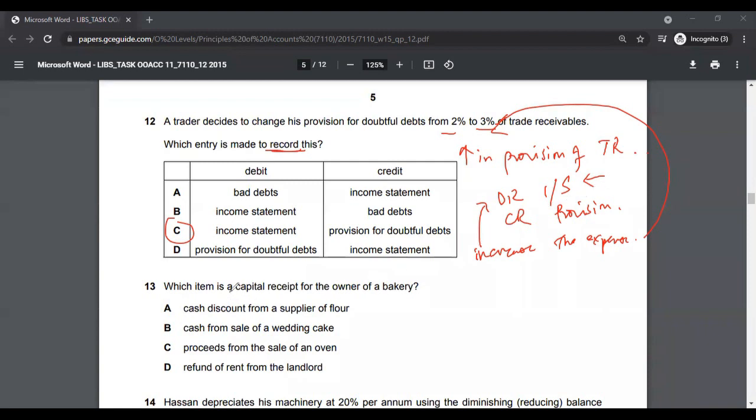Multiple choice 13, which item is a capital receipt for the owner of a bakery? Cash discount from a supplier is a revenue receipt. Cash from sale of a wedding cake is a revenue receipt. Proceeds from the sale of an oven is a capital receipt. So the answer to multiple choice 13 is option C.